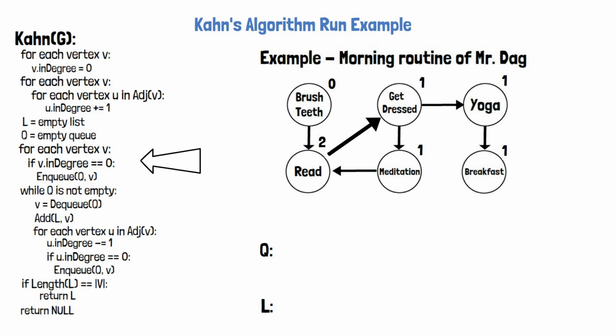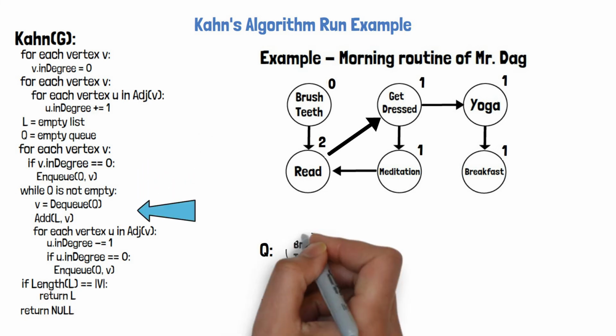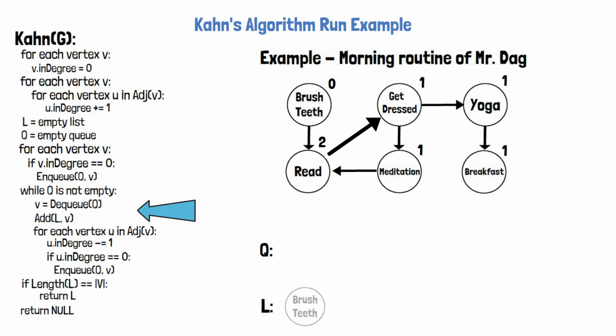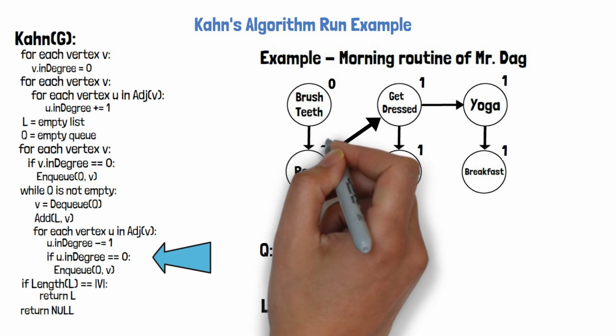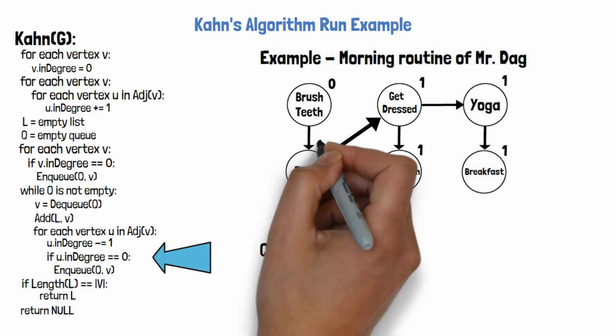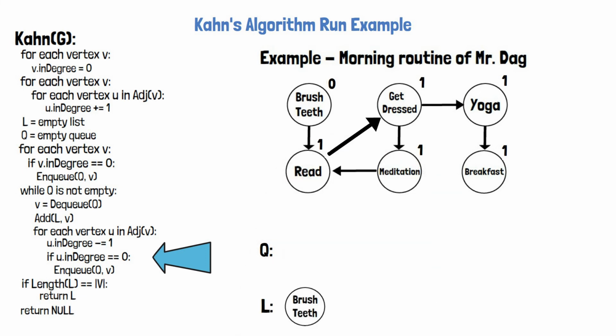So brush teeth is the only vertex added to the Q. Then we will dequeue it and add it to the list L. Then, when looping over its neighbors, we will decrease by 1 the in degree of read, which is not enough to add it to the Q. So we would return to the while loop condition and exit the loop, since the Q is empty. The list length is 1, and not as the number of vertices, so we return null.